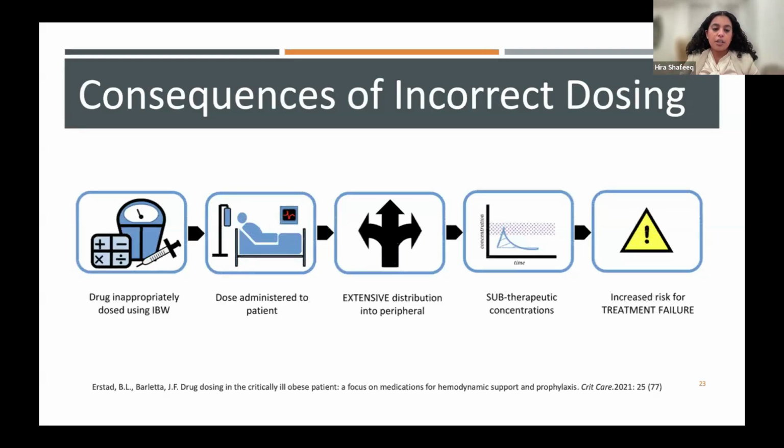Now, there are also some drugs that are dosed based on ideal body weight, but with a drug inappropriately being dosed using ideal body weight, you can administer the dose to the patient, perhaps with extensive distribution into the periphery, and those patients can be at risk for subtherapeutic concentrations and treatment failure. So it's important for us to know how to manage these patients on either side, so they really do stay in the therapeutic range with minimal adverse effects and also good drug dosing.